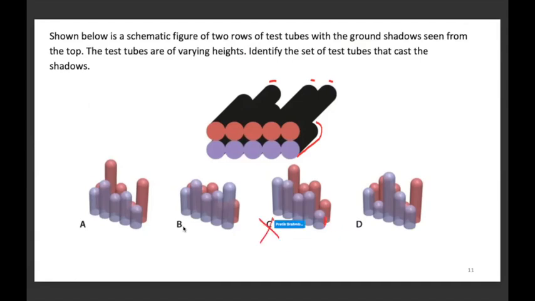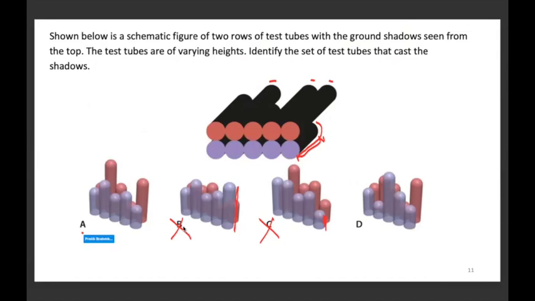So C is wrong because of that. Option B is also wrong because of that, because here the bigger one is given. This is too small a shadow versus this length, which is considerable compared to the size of the shadow given here. So B and C both are wrong.